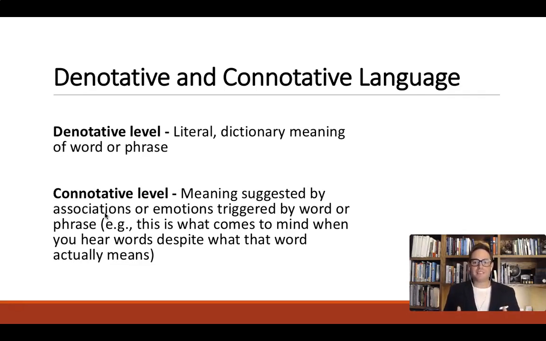And so language has this connotative level. And this is essentially the meaning suggested by the associations or emotions triggered by the words or phrases. So think of a particular word and how it might be different from the denotative level and the connotative level. Essentially, the connotative level is what comes to mind when you hear this word, despite what the word actually means. And so it's like the emotional response of language.